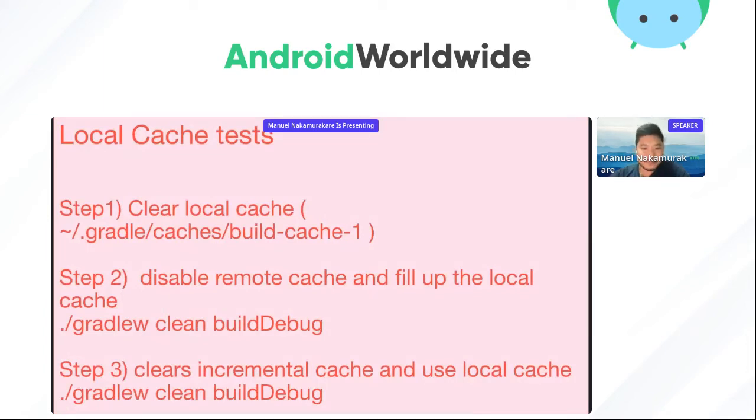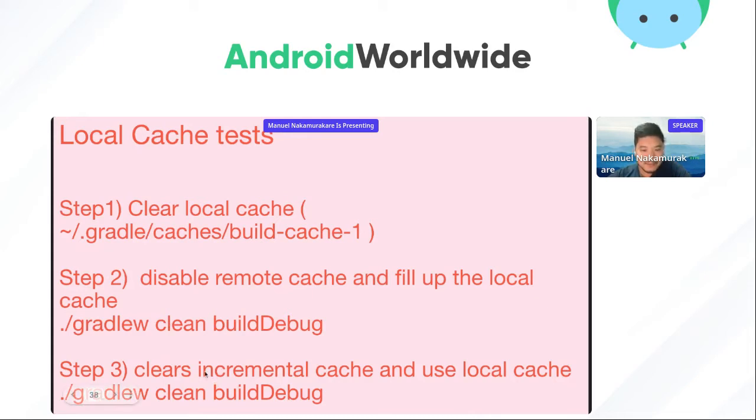So as a first step, you can clear the local cache, which usually lives in this folder, the Gradle caches build cache one folder. That's the default folder. Then once you clear it, you want to make sure to fill it up using the local cache. So for that, first make sure that you disable the remote cache in case you have it enabled. And then you can just execute this command, Gradle clean build debug. So with that, you're filling up your local cache.